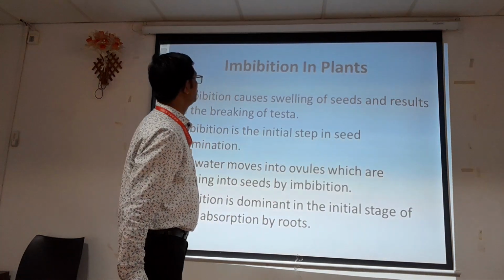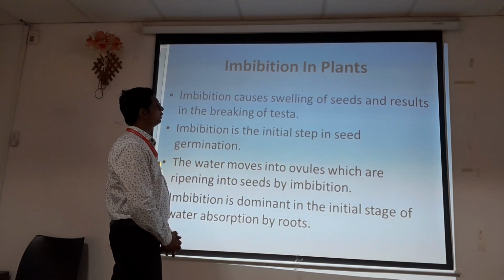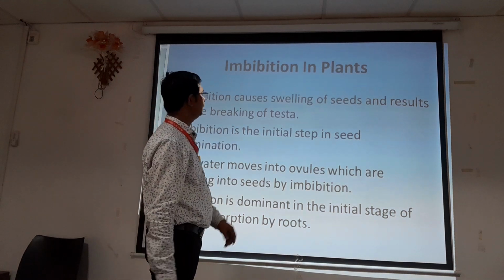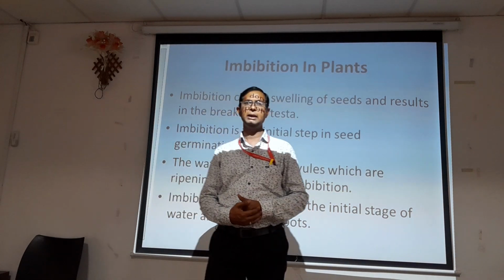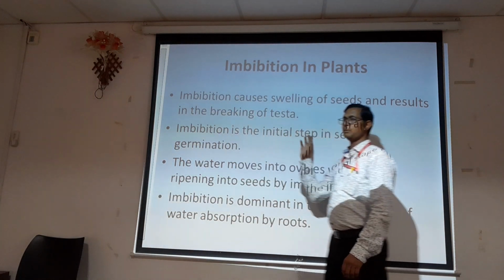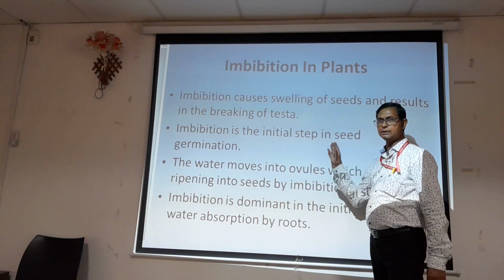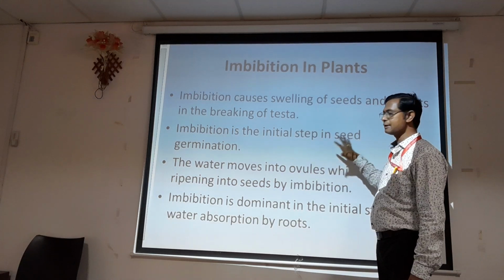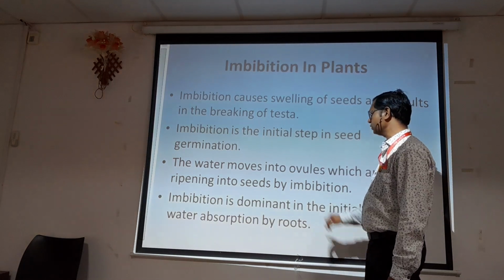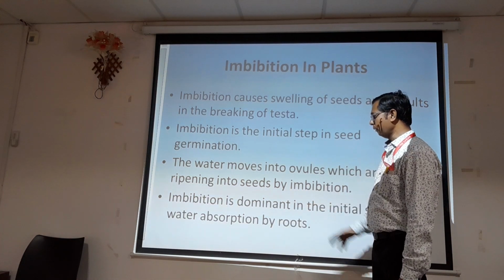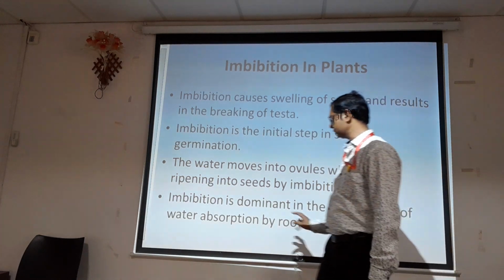So when we talk about plants, imbibition causes swelling of the seed and results in breaking of the testa. So in seed germination, the process called imbibition plays an important role. Imbibition is the initial step in seed germination, so it is the most crucial step. The water moves into ovules which are ripening into seed by imbibition. Imbibition is also dominant in the initial stage of water absorption by roots.